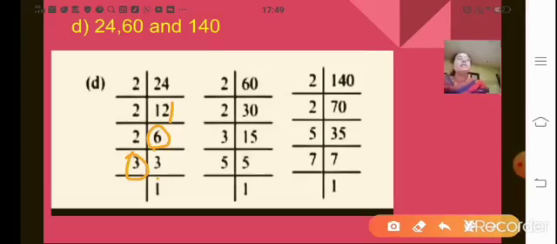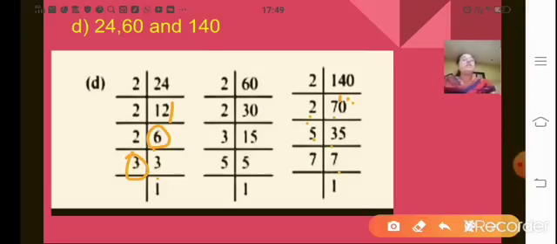Again in the number 60, in the same way you will divide and take out the prime factors. And for 140 also, 2 sevens are 14. 0 you will write as it is. Again 70 can be divided by 2. 2 threes are 6, 1 carry over. 2 fives are 10. 5 sevens are 35 and 7 ones are 7.